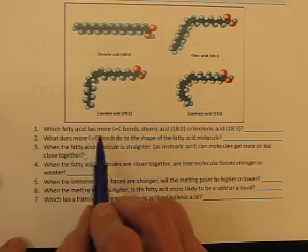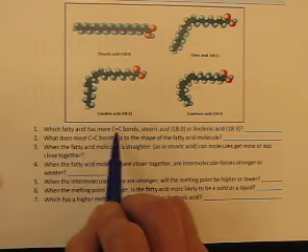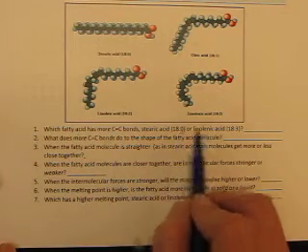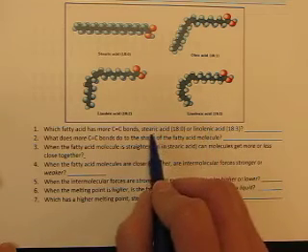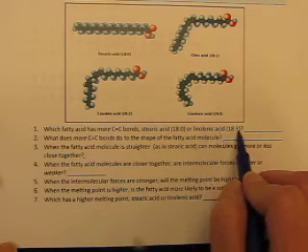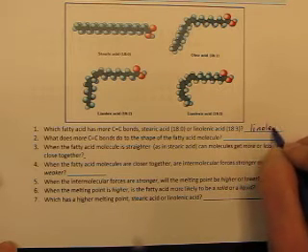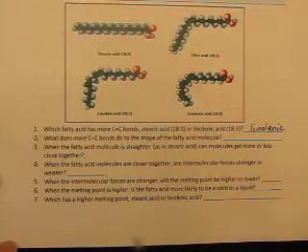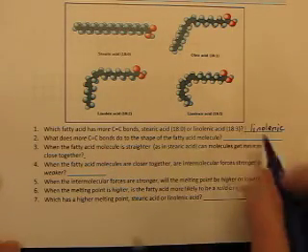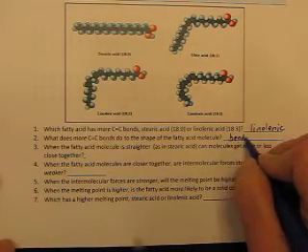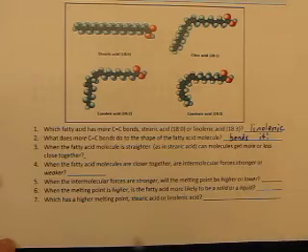First, I ask, which fatty acid has more carbon-carbon double bonds, stearic or linolenic? Definitely linolenic, right? 3 carbon-carbon double bonds compared to 0. Linolenic has more carbon-carbon double bonds. It's polyunsaturated. What does that do to the shape? It bends it. The more double bonds you have, the more bent it gets.